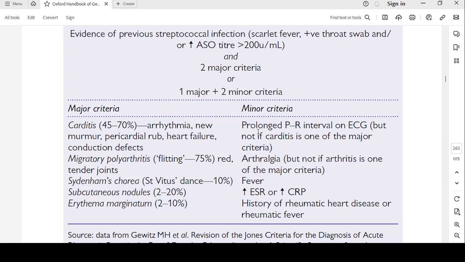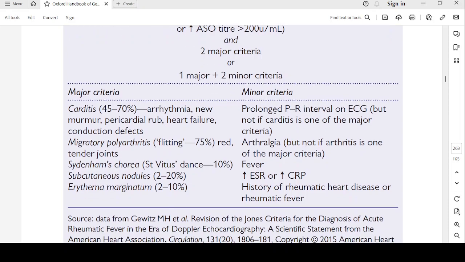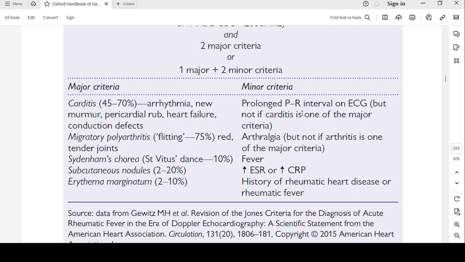Minor criteria: prolonged PR interval on ECG, but not if carditis is one of the major criteria. So if you have carditis and then you have a prolonged PR interval, it cannot be considered as a minor criterion. Arthralgia, but not if arthritis is the major criterion. Fever, increased ESR or CRP, history of rheumatic heart disease or rheumatic fever.